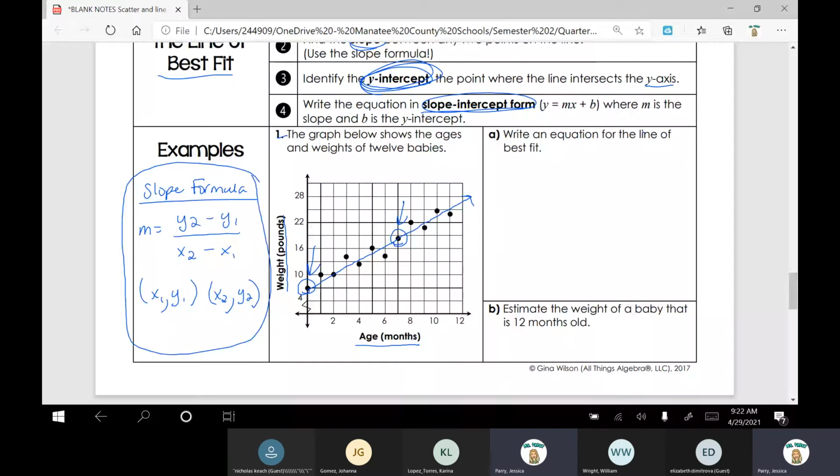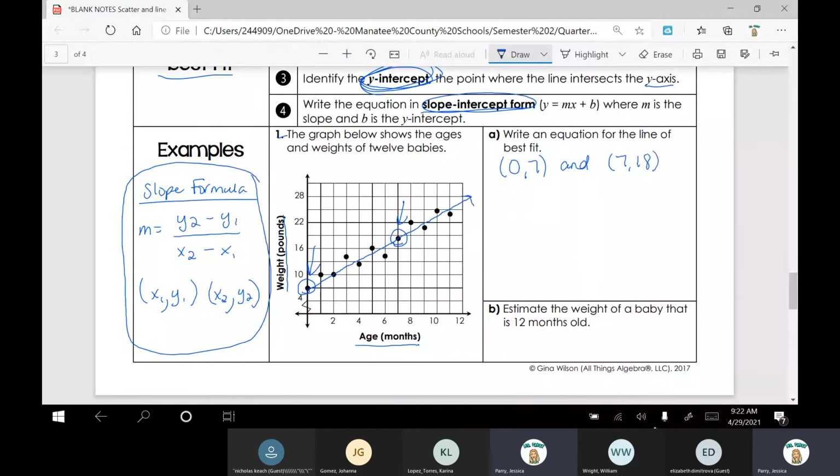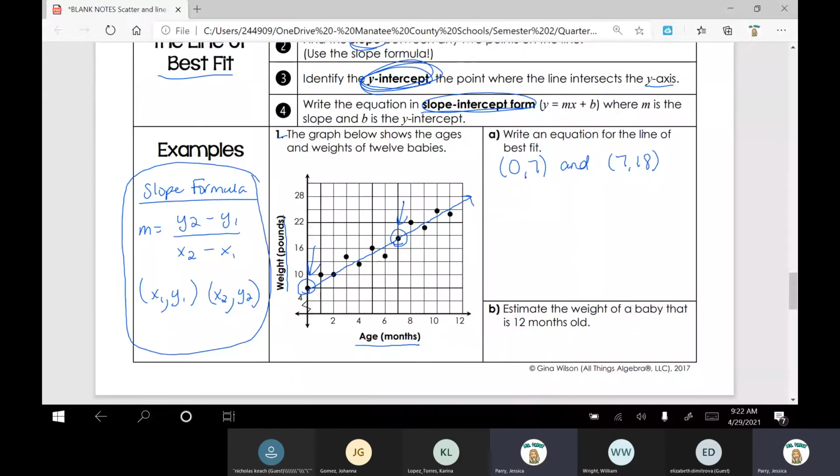And those 2 points are (0, 7), and let's see, (7, 18) about. So your points, they're not going to be perfect since we don't see exactly where they're falling. It's in between. So sometimes your numbers might be a little bit off there as well. That's fine.